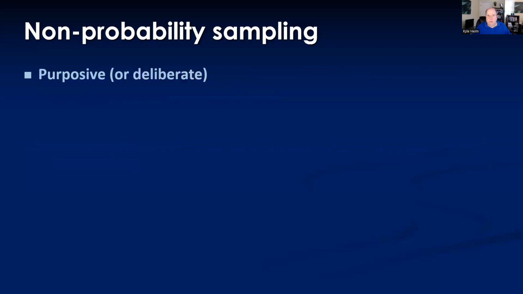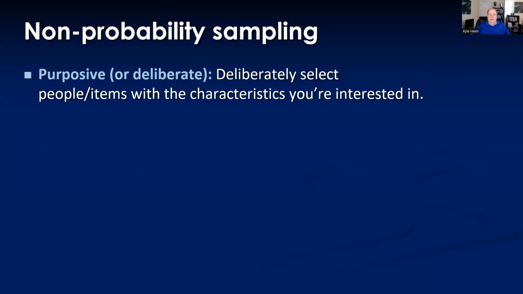The second type of non-probability sample is the purposive or deliberate sample. And this also is kind of what it sounds like, right? There is a purpose behind the people you select for your sample, or you are making deliberate decisions about who to include in your sample. You are deliberately selecting the people or the items that have the characteristics that you are interested in. So for example, deliberately selecting hardcore gamers for a focus group to learn more about gaming culture.